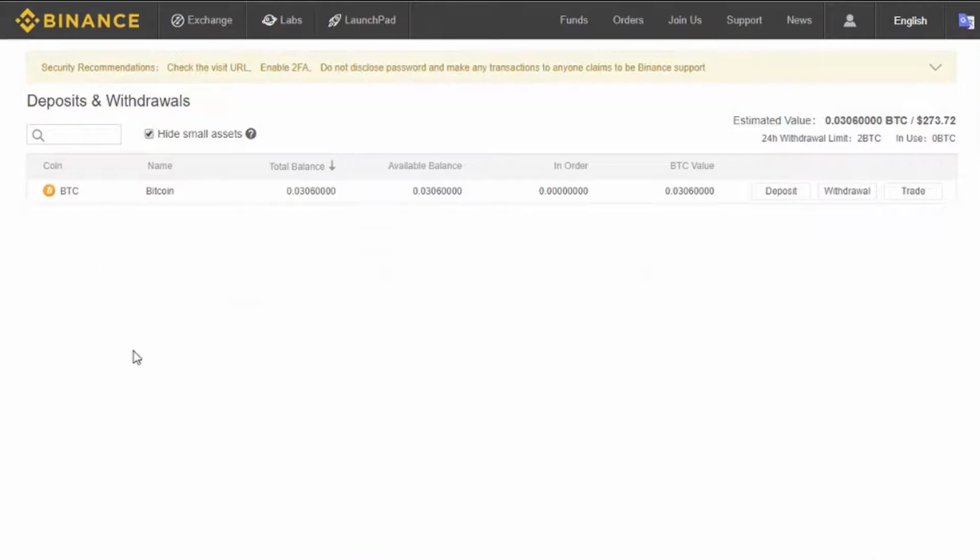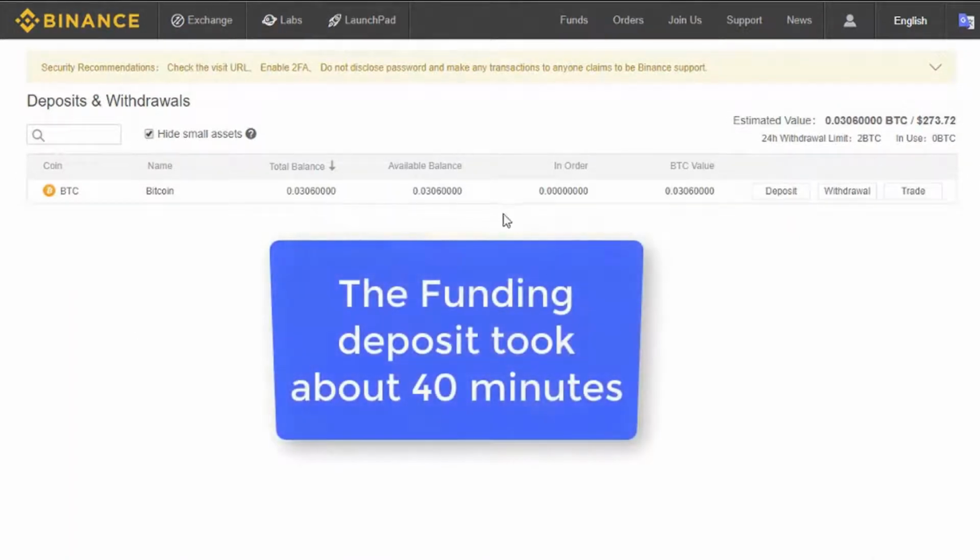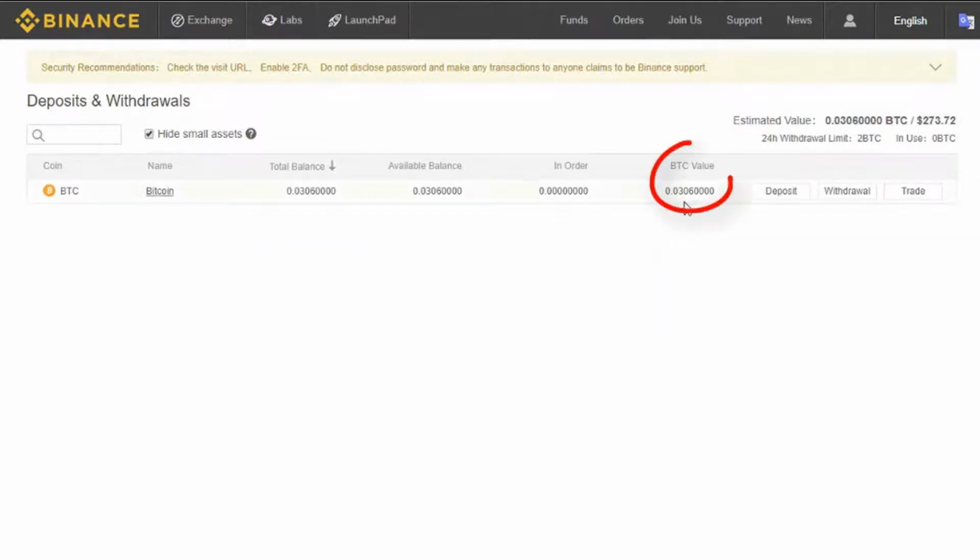And here's our order. It went through. We now have that order. In Bitcoin, we have 0.030600.